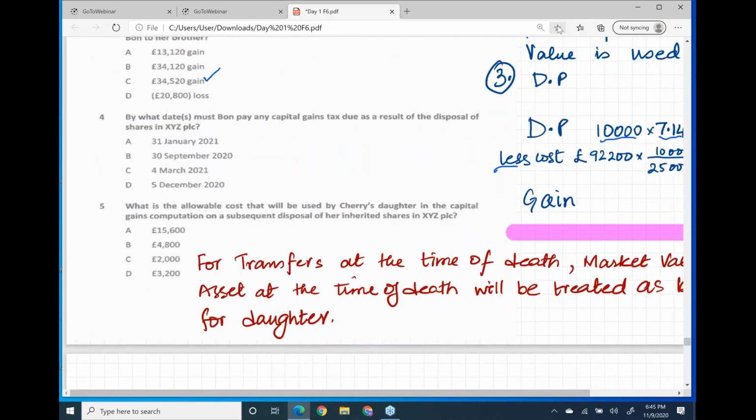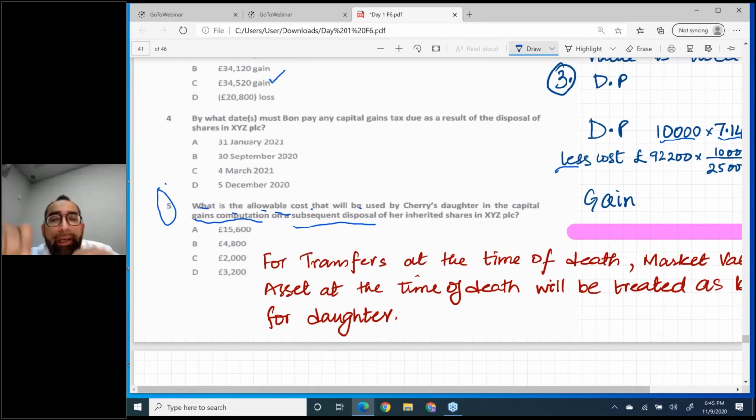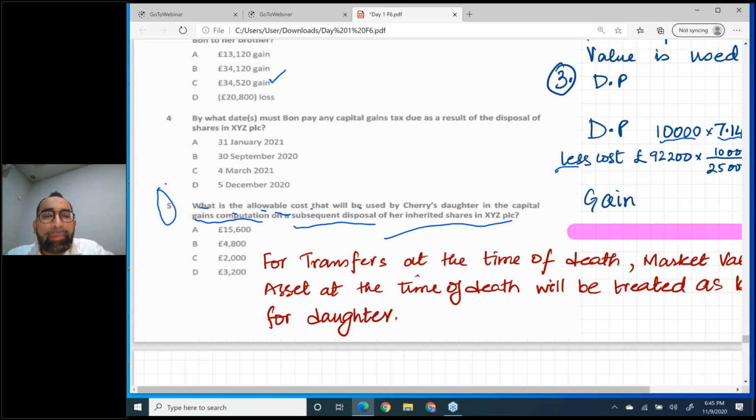What is the allowable cost that will be used by Cherry's daughter in the capital gains computation on a subsequent disposal of her shares in future? Subsequent disposal means future. That means if this daughter sells these shares in future, what will be the cost in the computation of gain? The cost will be simple: 15,600.